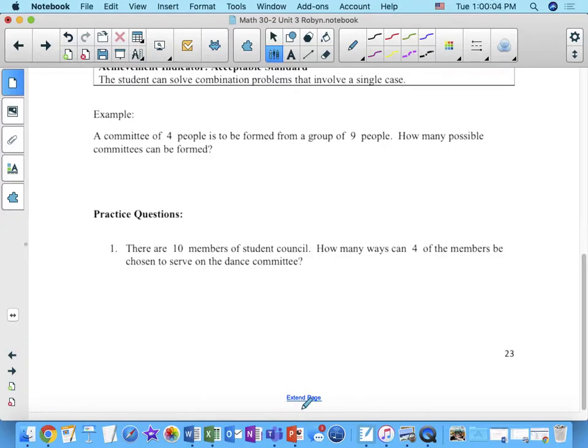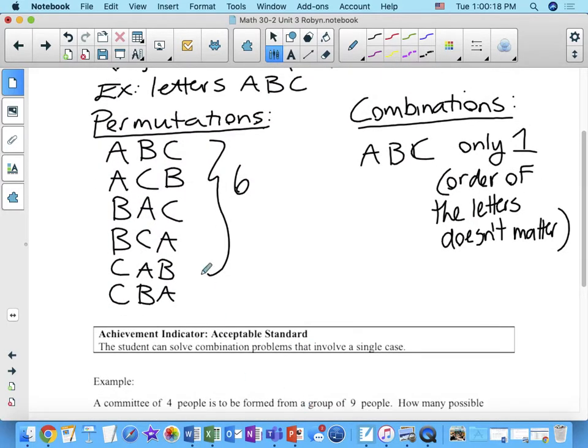Oh, you know what we forgot to discuss? I got ahead of myself. We didn't actually discuss situations that are combinations versus permutations. Should we do that first? Yeah, let's do that. Okay, I got all excited about the formula and stuff. Okay, let's do that up here. Before we get into some problems, let's actually talk about how do you tell what's a permutation versus a combination, okay?